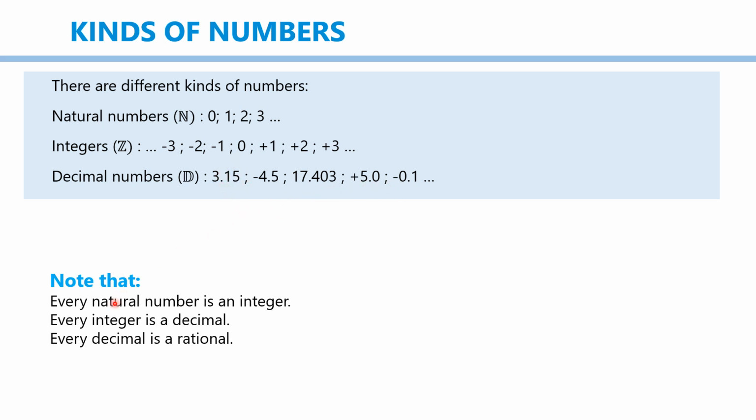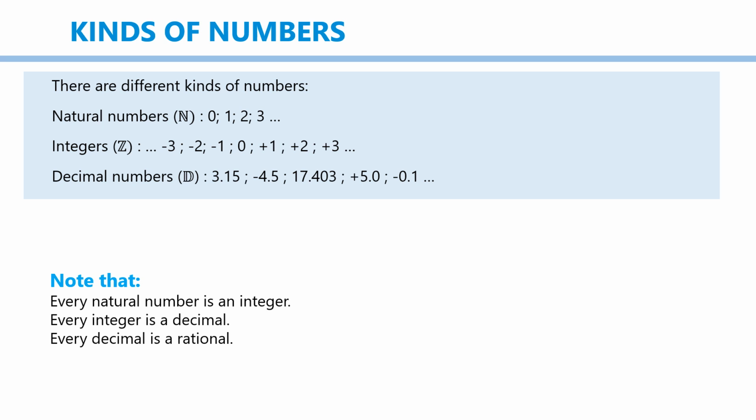Note that every natural number is an integer. These natural numbers, I can say they could be integers because I can add a plus sign to all of them. They are all positive integers. Every integer is a decimal number. To integers, I can add a point and 0, point 0, point 0. So all of them could be decimal numbers. And every decimal number is a rational number. Rational numbers are numbers that we deal with in our daily life.